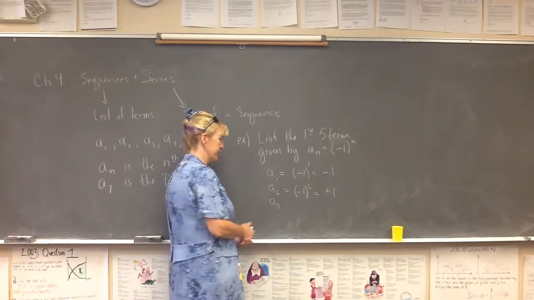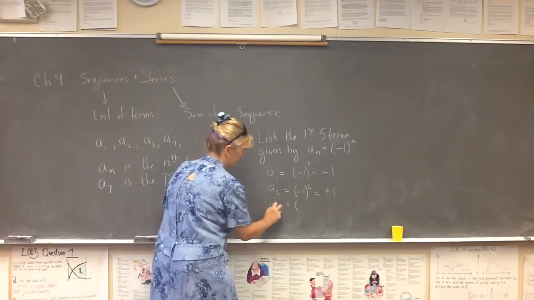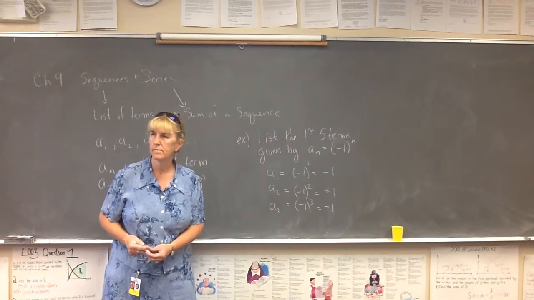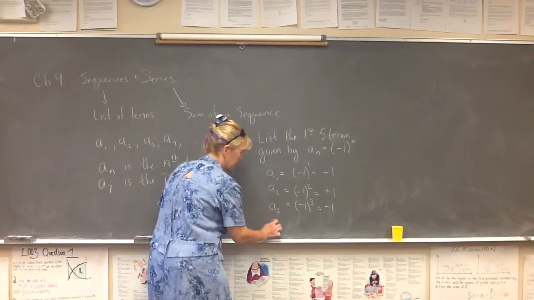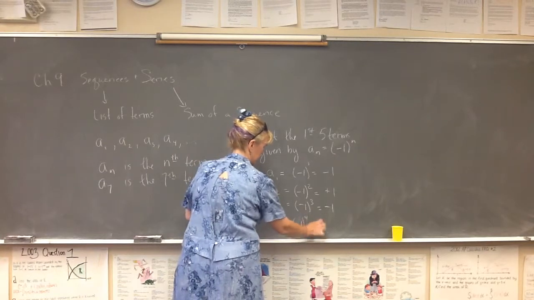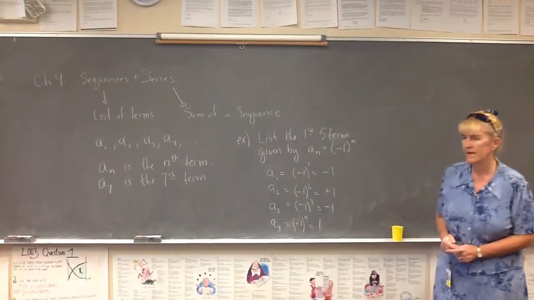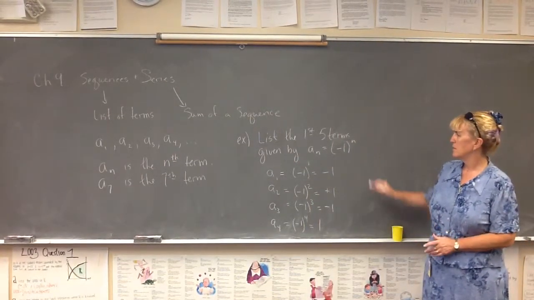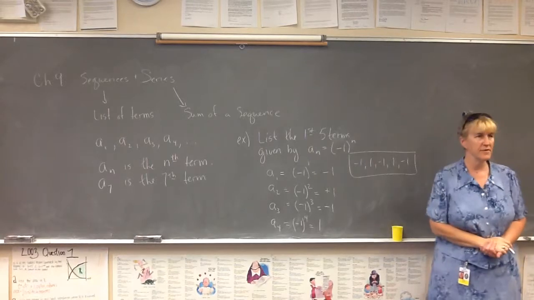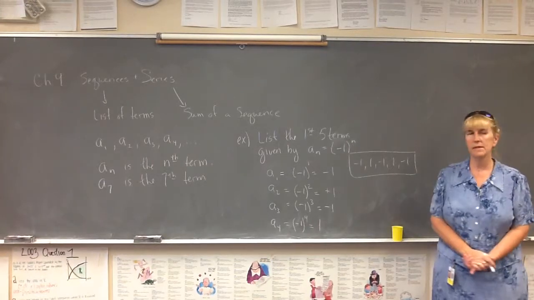What do you think a sub 3 is? Negative 1. See what's happening? What's a sub 4? Positive 1 again. So if I needed to list the 5 terms, what would I box for my answer? Negative 1, positive 1, negative 1, positive 1, negative 1. Yep, that's 5.